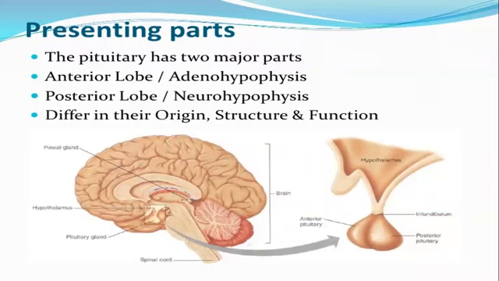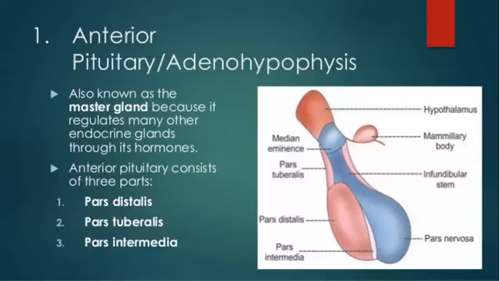Adenohypophysis arises as an outgrowth from the roof of the buccal cavity called Rathke's pouch. The neurohypophysis originates as a downgrowth from the floor of the diencephalon in the forebrain. Adenohypophysis soon loses its connection with the buccal cavity, whereas neurohypophysis remains attached to the brain through the neural stalk or infundibulum. The anterior pituitary consists of three distinct areas: pars distalis, pars tuberalis, and pars intermedia.